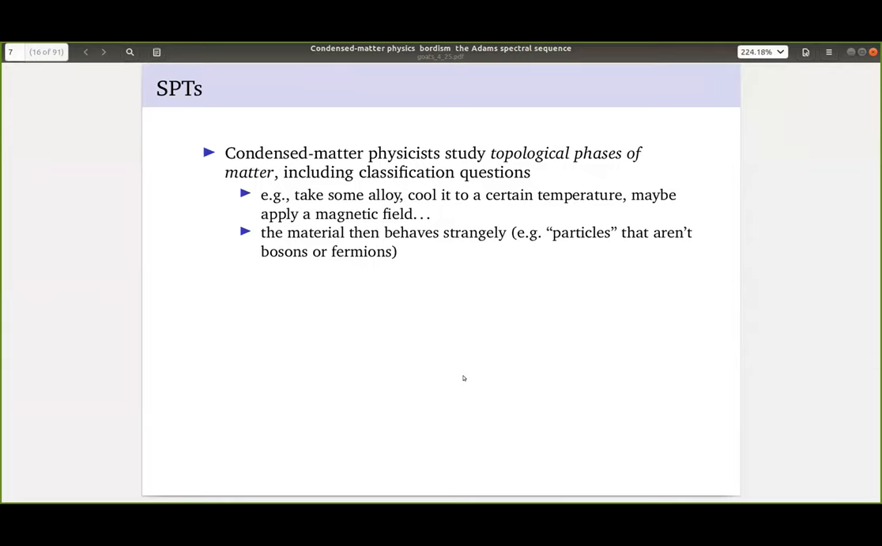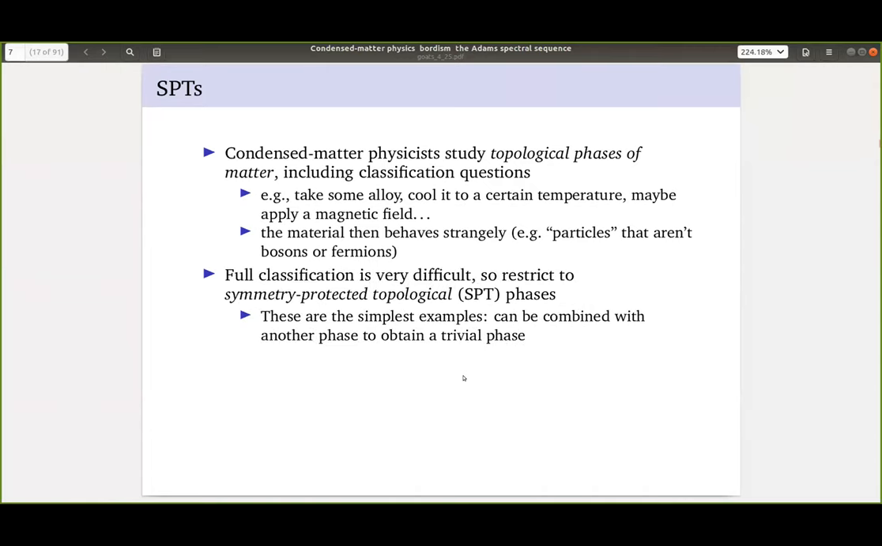And it's convenient when you're studying these to pretend that they're particles and that you're working with some new physics system. But this is already very strange, and very strange is a great place to say, well, let's crack open this puzzle and understand what's going on. So that's what a lot of condensed matter theorists are interested in. So let's try and classify them.